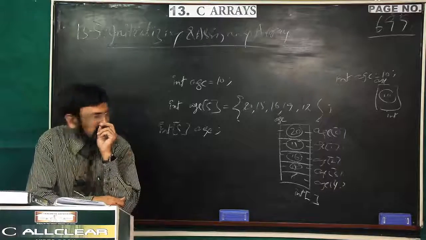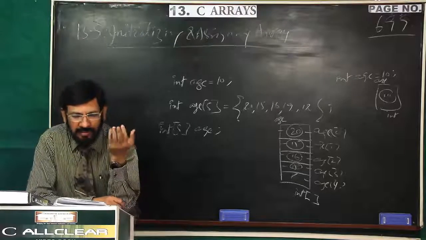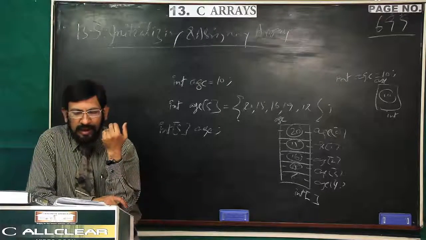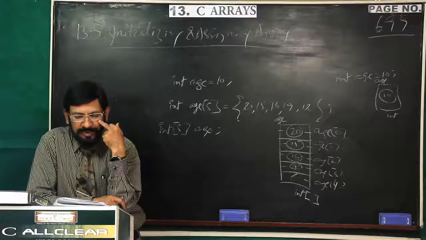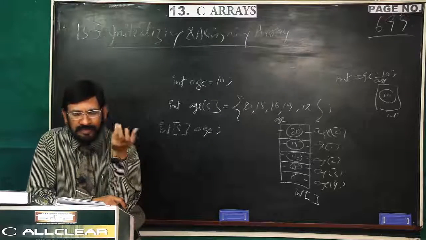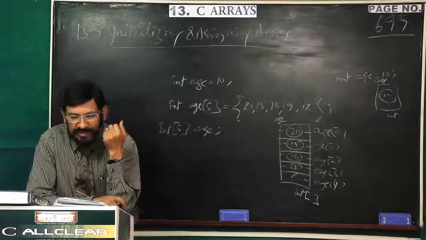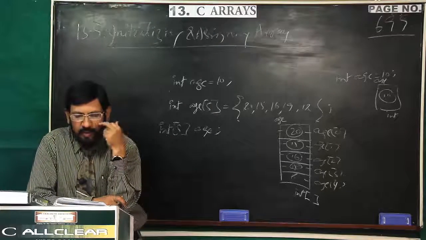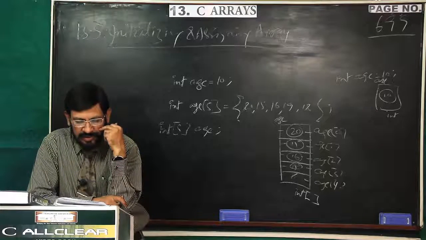As a result of that, ages are stored like this. Now, we are retrieving all the elements and displaying them on the monitor screen. For that, we use the printf statement. In the printf statement you are using age 0, age 1, age 2, age 3, age 4. Then all the elements are printed. All the elements 16, 17, 18, 19, 20 are printed.